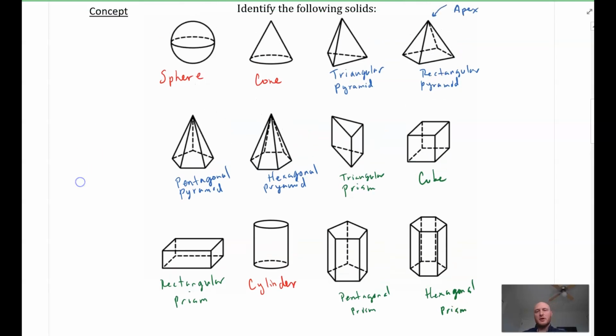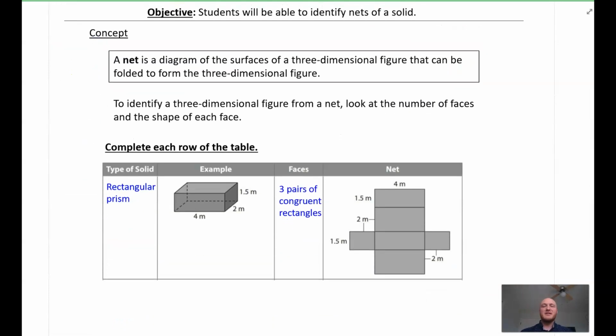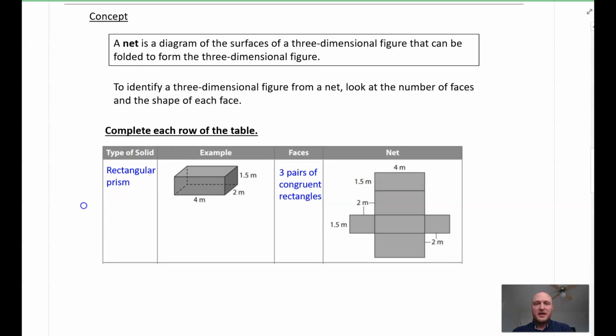Okay, so these are our objects. Again, differentiate between pyramids and prisms, and then there are those staple solids that we know: the sphere, the cone, the cylinder, the cube. We all know those ones. So our objective for this lesson is to be able to identify nets of a solid. And again, a net is a diagram of the surfaces of a three-dimensional figure that can be folded to form the three-dimensional figure. To identify a three-dimensional figure from a net, look at the number of faces and the shape of each face.